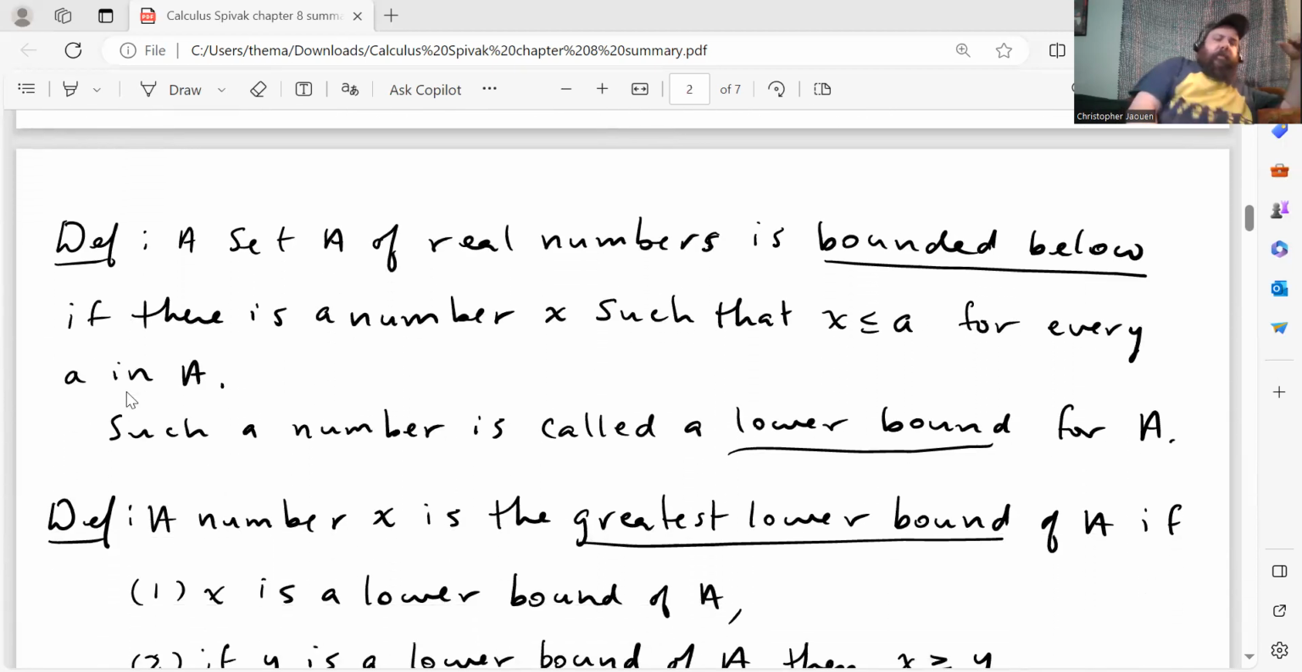Okay, some more definitions before we get to, oops, let me just make sure I didn't turn the volume off. Okay, just some more definitions before we get to proving the theorems from the last chapter.